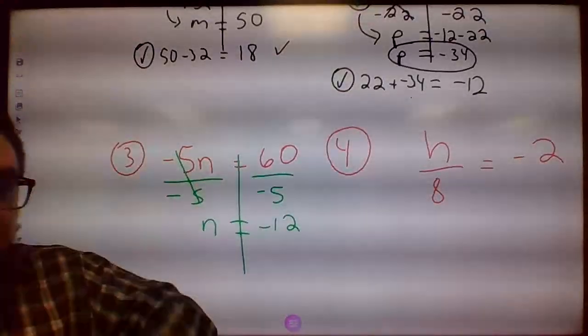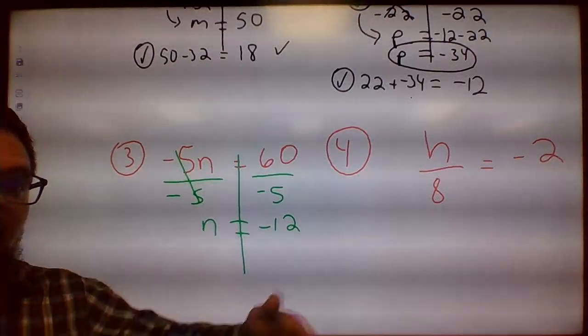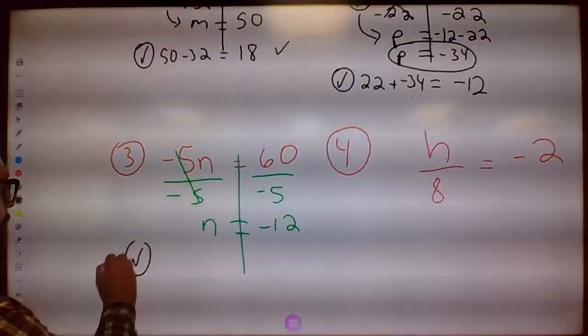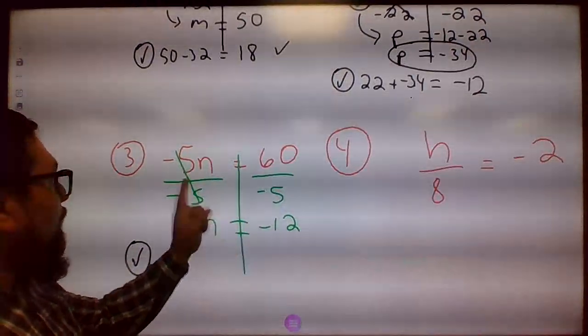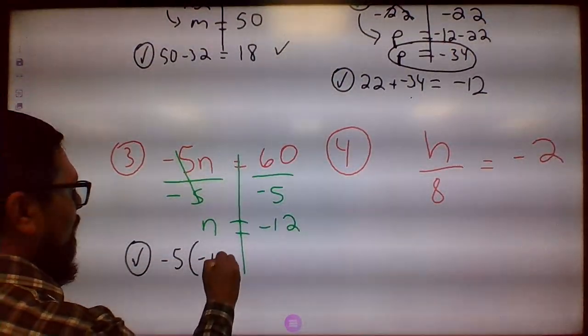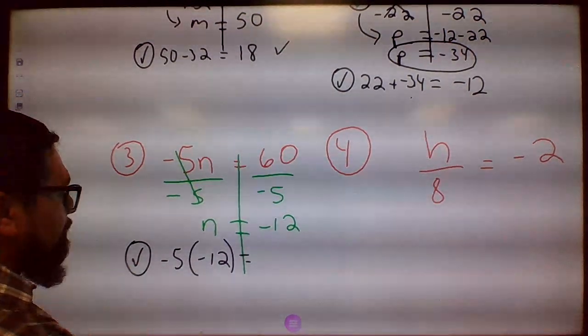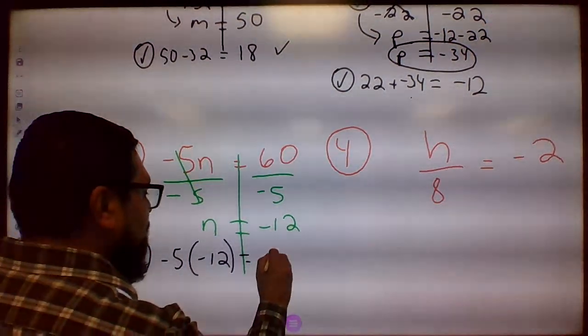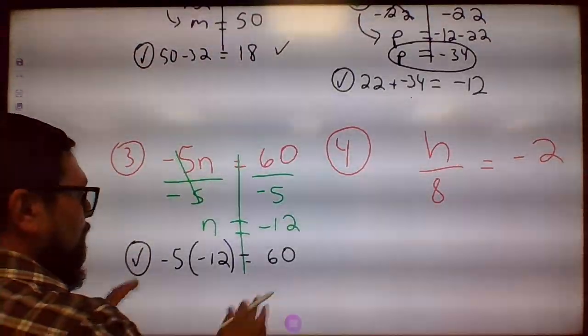Now, like always, I'm going to check my answer, right? Checkala. So here's checking my answer. Substitute negative 12 in here. So negative 5 times negative 12. This is multiplication, remember. A negative times a negative is a positive. So your answer is 60. We just checked our answer.